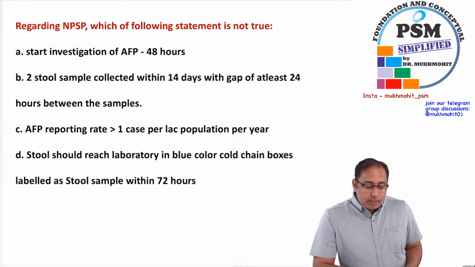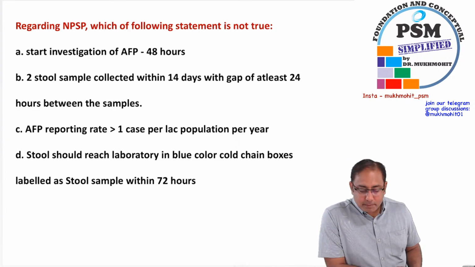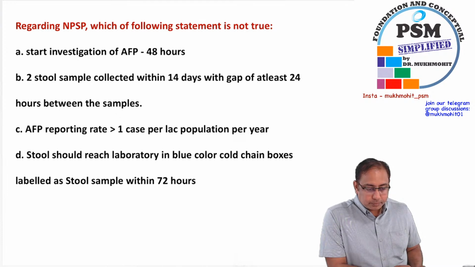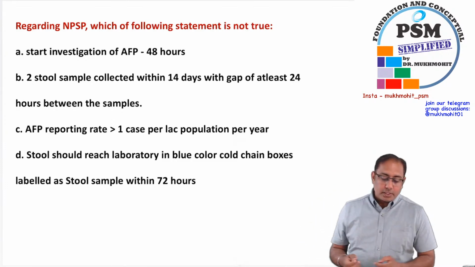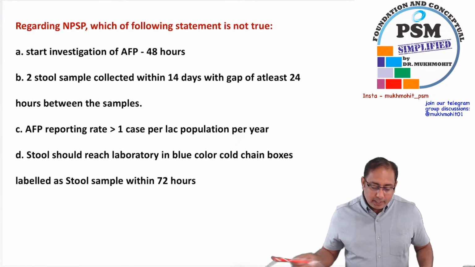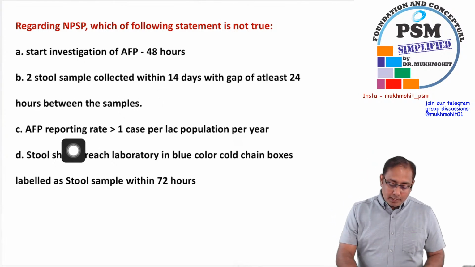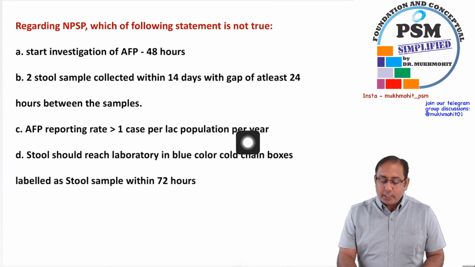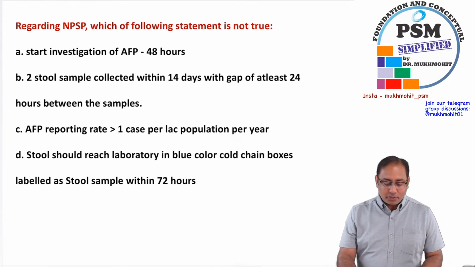Coming over to the next MCQ regarding NPSP. Which of the following statements is not true? You have to find the wrong one. Regarding NPSP, which of the following statements is not true? A: Start investigation of AFP within 48 hours. B: Stool sample collected within 14 days. C: Within 14 days with a gap of at least 24 hours between the samples. D: AFP reporting rate of more than one case per lakh population. E: Stool should reach laboratory in blue color cold chain boxes labeled as stool sample within 72 hours of collection.